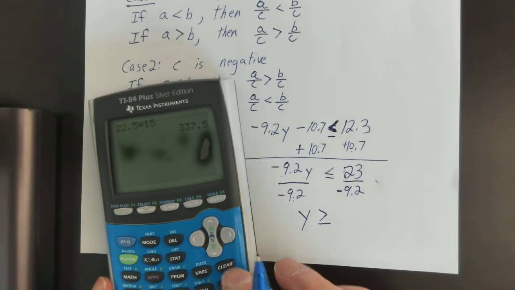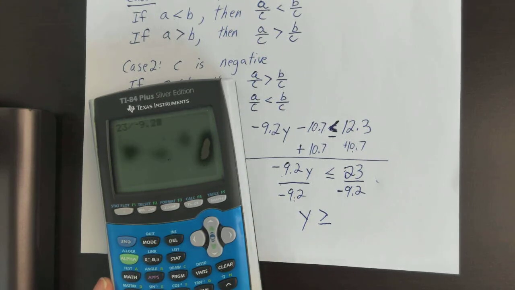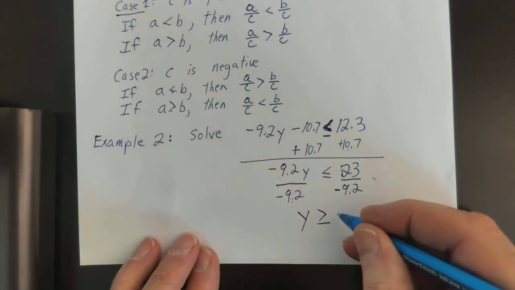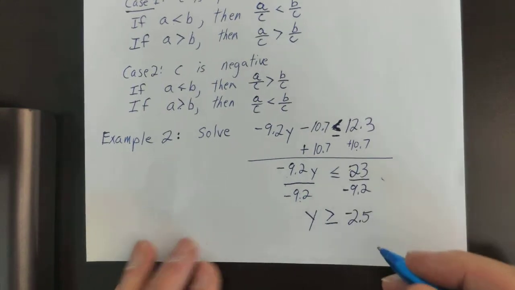And let's take 23 divided by negative 9.2, negative 2.5. Y is greater than negative 2.5.